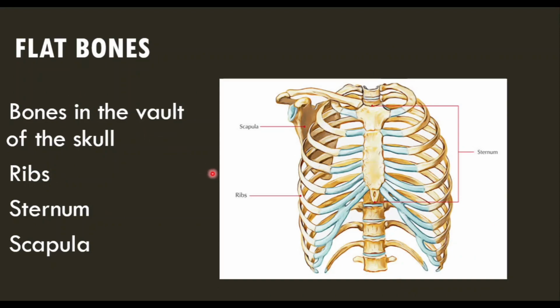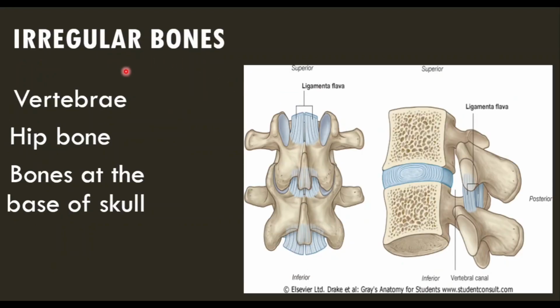Then we have flat bones. Flat bones, from the name, are flat. These are bones in the base of the skull. We also have ribs. They are flat. The sternum is also flat, and the scapula, which is this bone here, is also an example of a flat bone. Irregular bones are vertebrae.